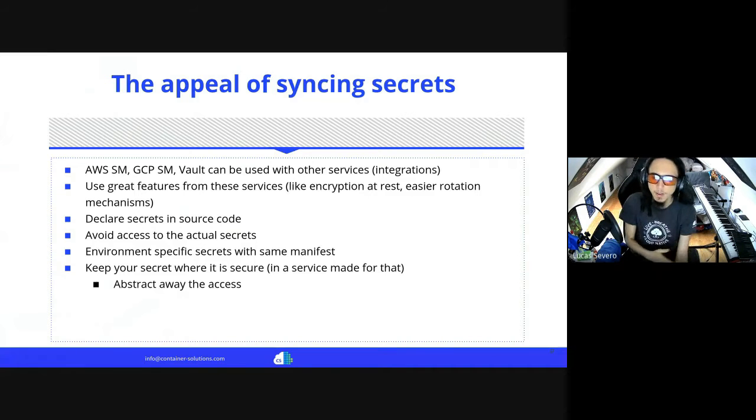So you have basically the same manifest for development, for staging and production. You can just use them to get different secrets. And with that, you keep your secrets where it is secure, like in a service made for that. If you trust the service, so maybe you trust HashiCorp Vault and you have an installation of that and you're using that. Maybe you're using Google Cloud Secret Manager. Maybe you're using AWS Secret Manager, and you just keep using it.